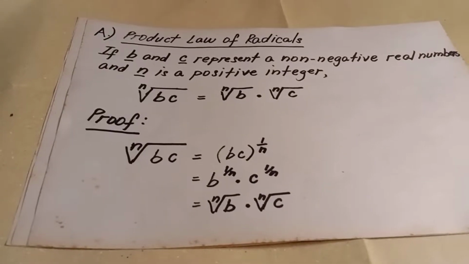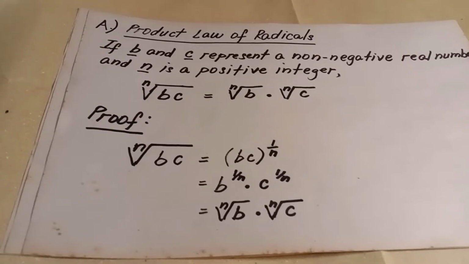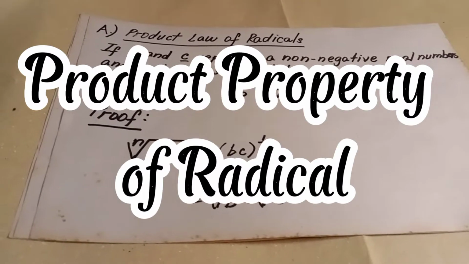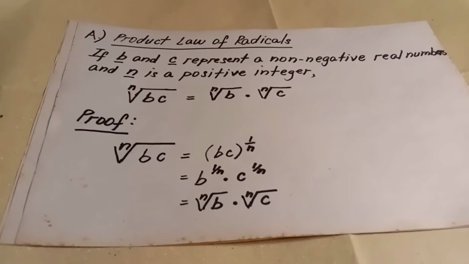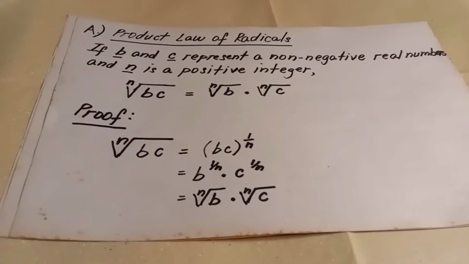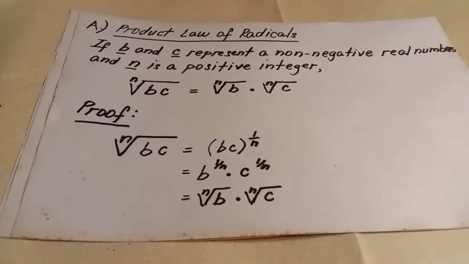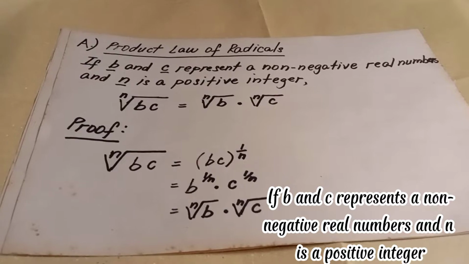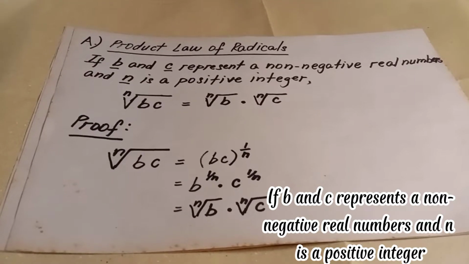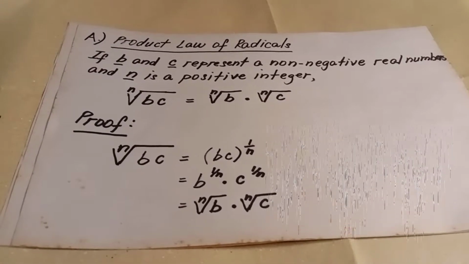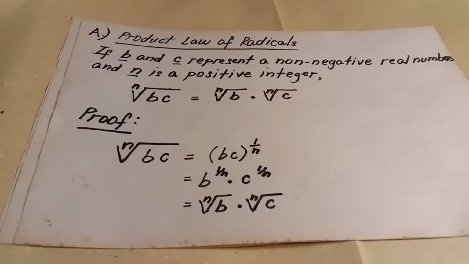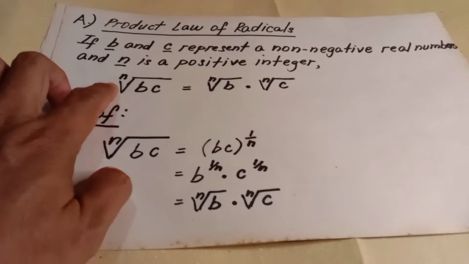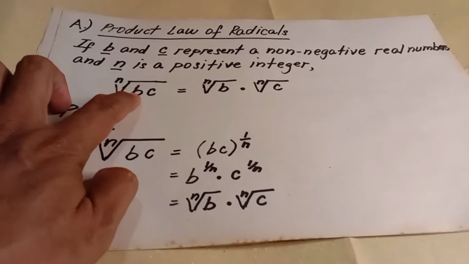Now, the first law of radicals is the product property of radicals. Now, ano ba ibig sabihin ng product law of radicals? To understand this one, if B and C represent non-negative real numbers and n is a positive integer, to express this in an equation, as you can see guys, the nth root of B times C.